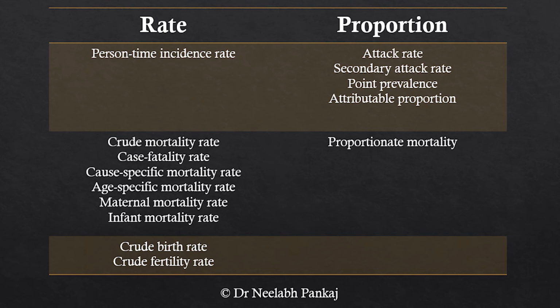Measures not considered true rates, or say proportions, are, in the case of morbidity, attack rate, incidence proportion, secondary attack rate, point prevalence, attributable proportion, while in the case of mortality, proportionate mortality.